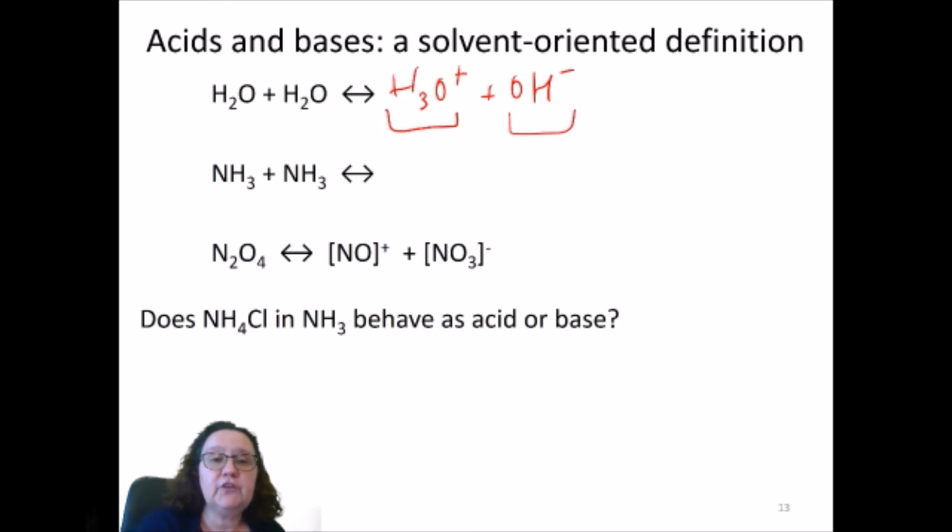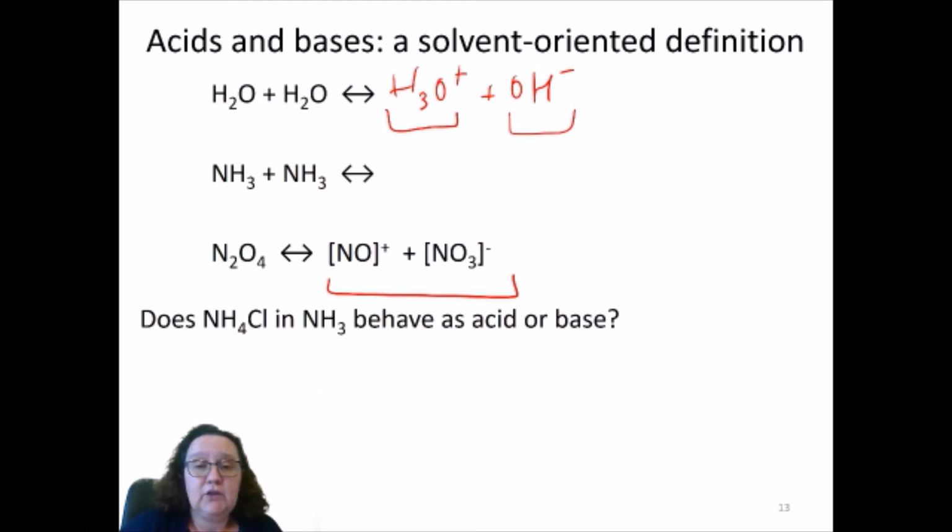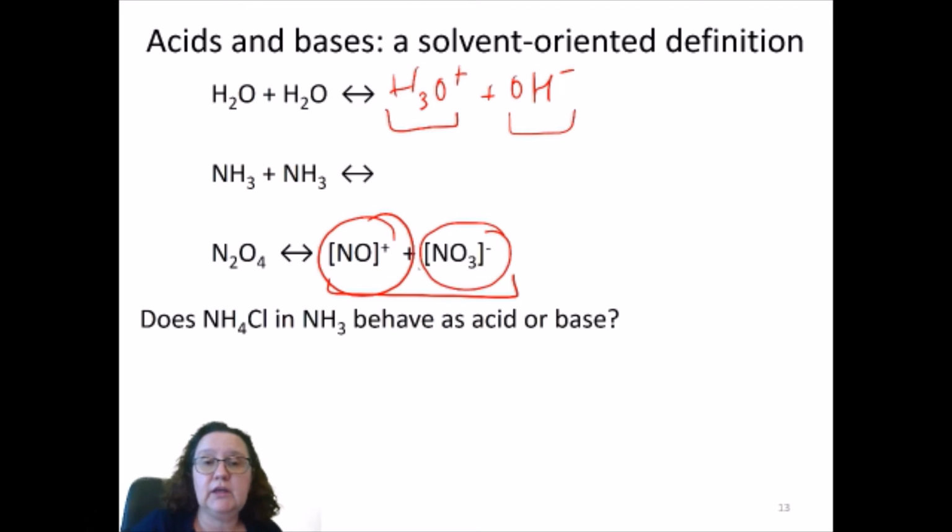This is the self-ionization of dinitrogen tetroxide. So as you can see, you don't need to have hydrogen ions or any hydrogen for that matter. You just need a solvent or a compound that self-ionizes. So a compound that in dinitrogen tetroxide adds to the nitrogen monoxide cation will be an acid.